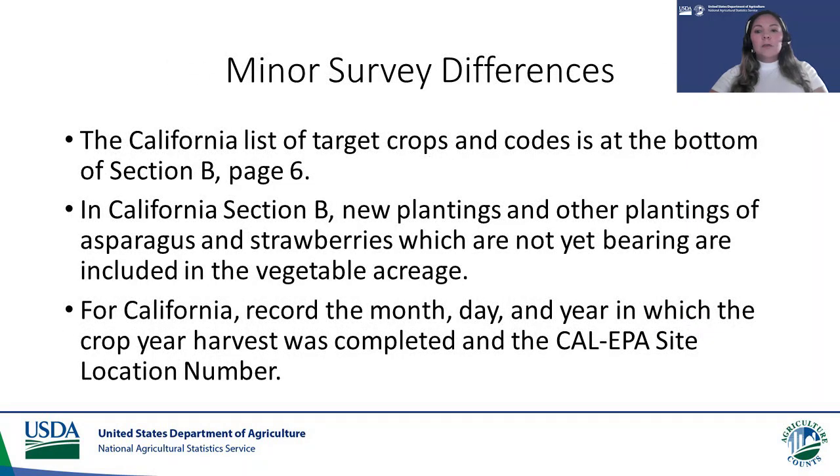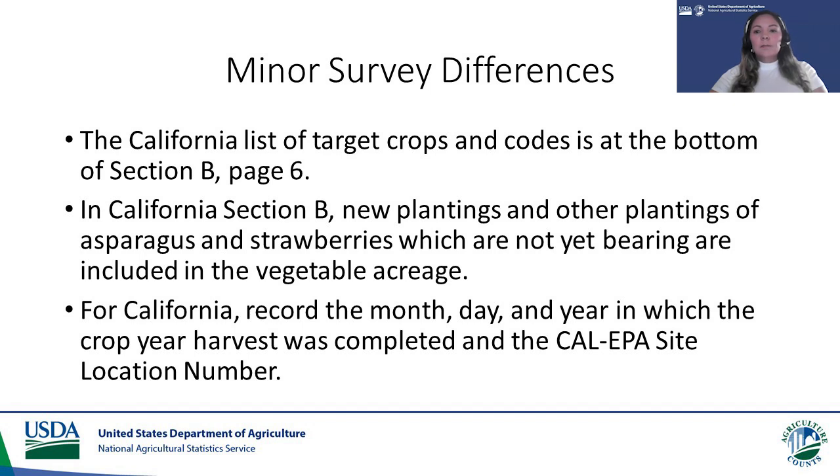There are also a few more minor differences in the California survey. In Section B, the list of target crops and codes is at the bottom of page 6 and should be referred to when coding the crops.